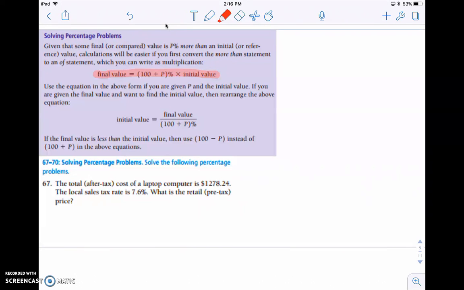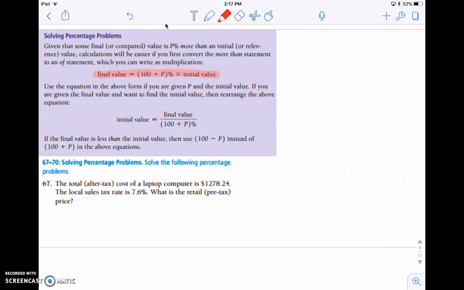So that 1 plus p percent, that's the more than, or if you do 1 minus p, if it's less than. So we're going to convert our more than or less than, find the percentage, and then change that percent to a decimal to find the final value or a starting value, depending on what the question is asking.